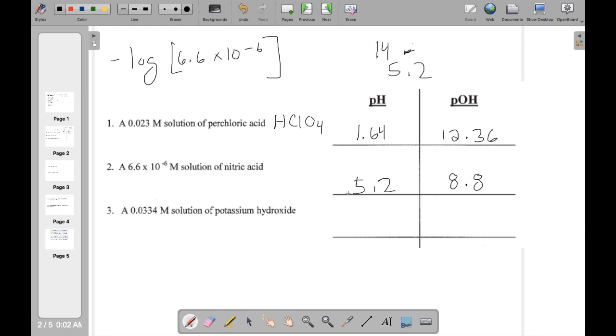Yet again, this is decently acidic. Remember, if it's below a 7 on a pH scale, it is acidic. And this makes sense because this is an acid. They tell us that right here.